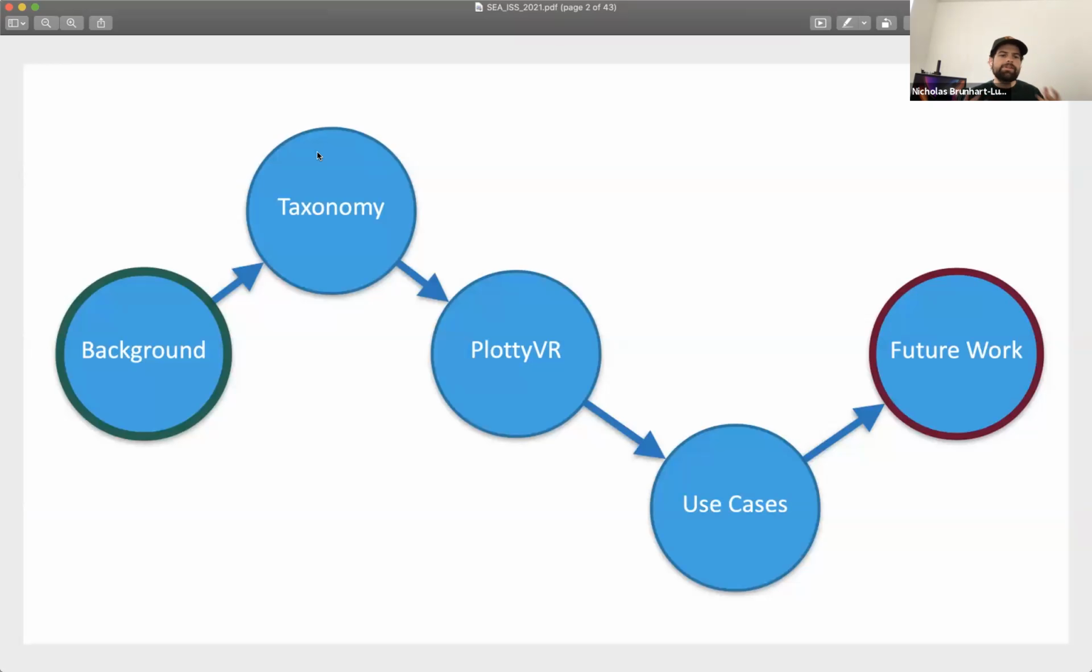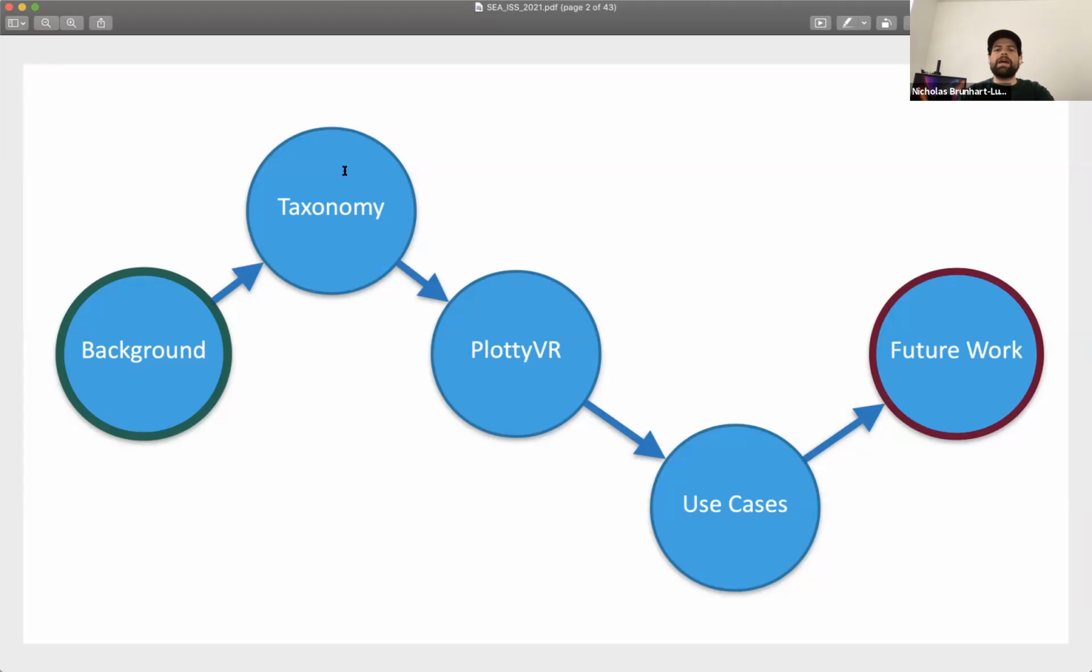All right. So in this talk, I'm going to go over first a little bit of background on what I mean by immersive and collaborative visualization. I'm going to do a little bit about our first contribution, which is a little taxonomy that we've created to help contextualize these kinds of systems. And then I'll move into our second contribution, Plotty VR, which is our answer to collaborative visualization. And then I will go over a few use cases that we've encountered throughout this project. And then I'll talk about some of the future work and future directions that we've got in this space, along with some Q&A. So let's start with a little bit of background.